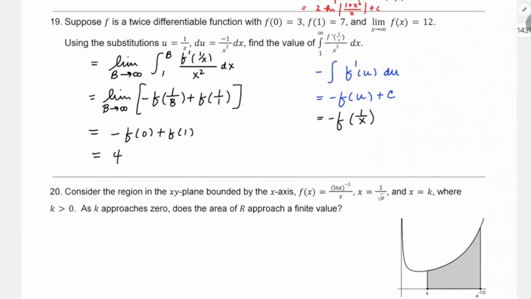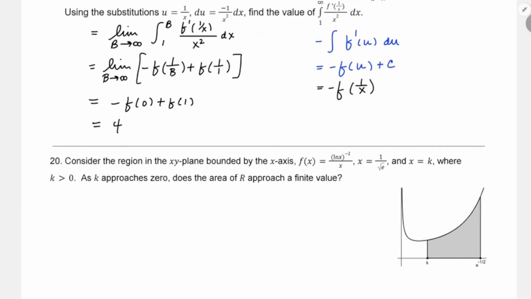Just be very careful with our limit statements and our bounds of integration and everything on these, because people are watching. Please don't free response. So the last one is, maybe this is the one that I had initially thought was going to diverge, but is going to approach a finite value. So I've got this weird looking curve and x equals k, and as k approaches 0, does the area of R approach a finite value?